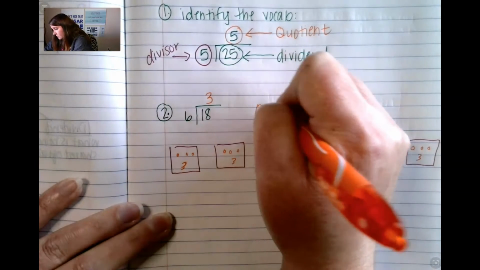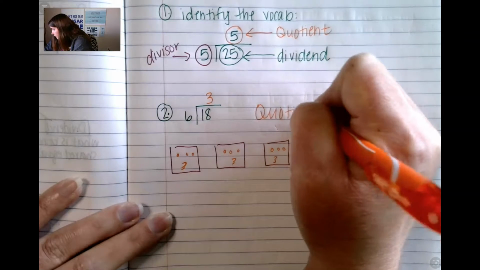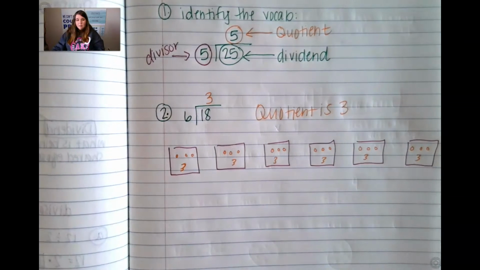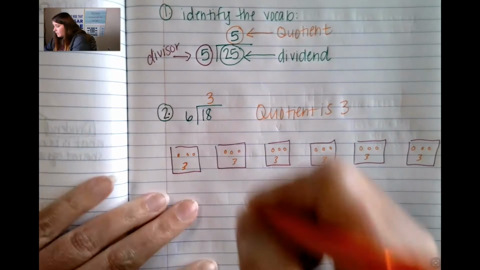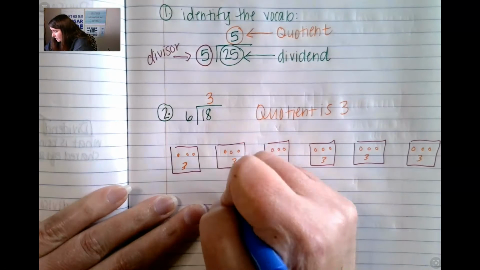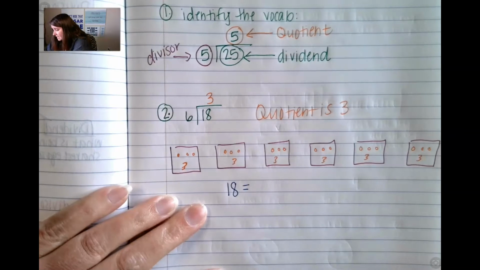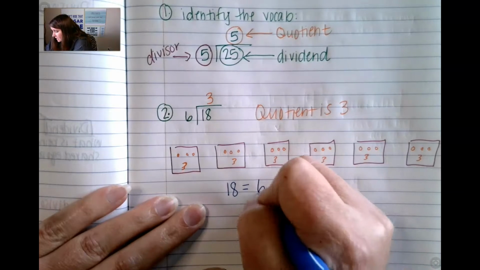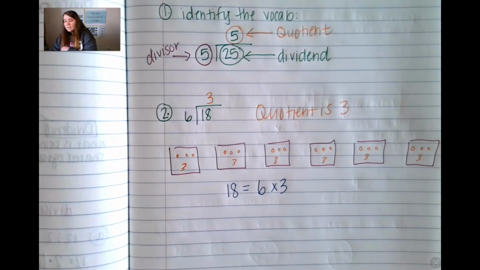The quotient is 3. Okay, now I needed to check my work. Well, I know that if I wanted 18 total things, I would know that 6 times 3 is 18.